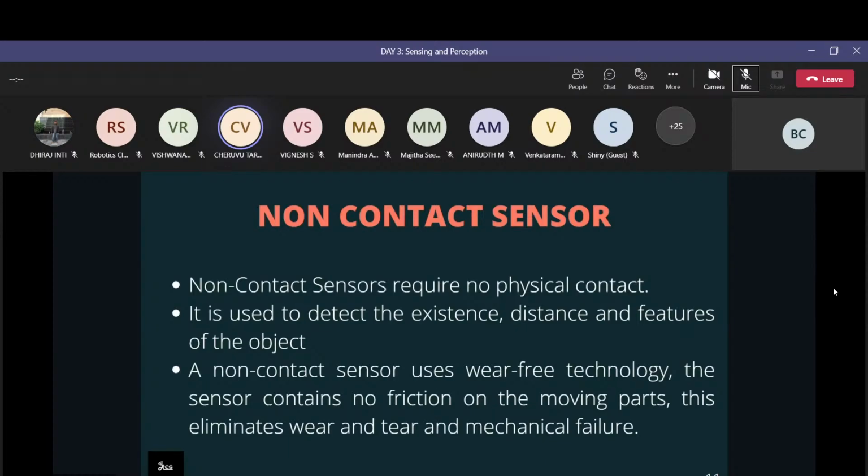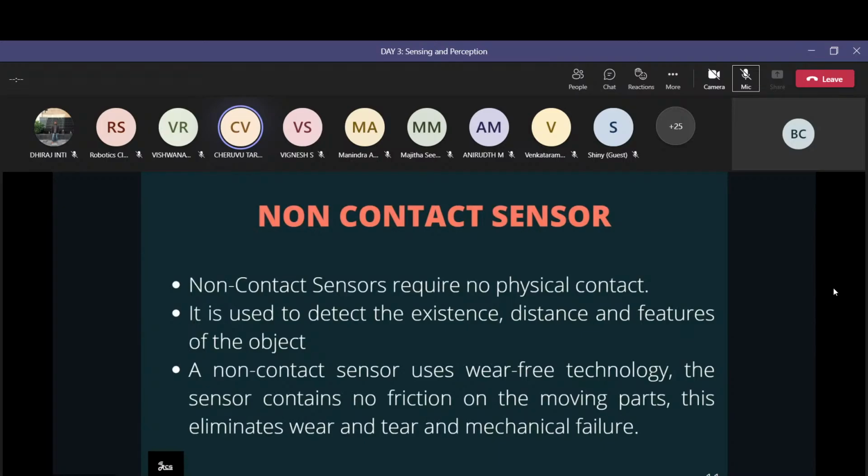This is obvious because the name itself suggests it: you don't need any physical contact with the external environment. It's a sensor that, without getting in contact with the external environment, will be sensing and giving you the output. It is used to detect the existence, distance, features of objects, etc.